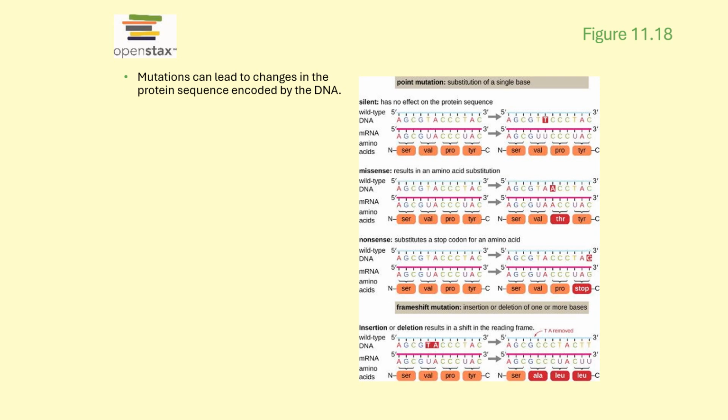So this table just shows some of the examples of frame shift and point mutations, how they can change or not affect the sequence in the case of a silent one. Frame shift ones are going to be devastating because you change the whole sequence from that point on, and there's no way you can end up with the protein you're supposed to end up with.